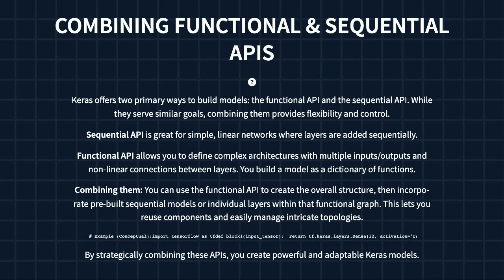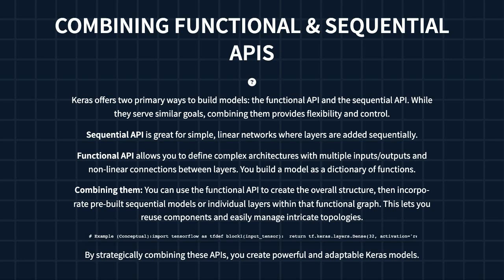Let's talk about how to really make the most of Keras. You've likely heard of both the functional and sequential API. They're fantastic for building neural networks. The sequential API is super easy for creating straightforward, linear models where you just stack layers one after another. But what if your network gets a bit more complex? That's where the functional API comes in. It lets you build models using dictionaries of functions, giving you amazing flexibility to connect layers in all sorts of ways.